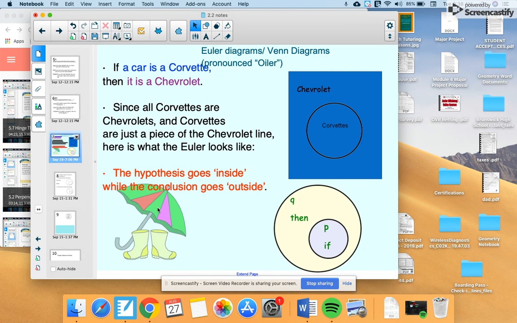Now we're going to look at Euler diagrams, or pretty much Venn diagrams. So the first one, we're going to go back to that first example. If a car is a Corvette, then it is a Chevrolet. Our hypothesis is going to go inside, and our conclusion goes outside. Since all Corvettes are Chevrolets, and Corvettes are just a piece of the Chevrolet line, this is what the Euler diagram would look like. The Corvette would go inside the circle, and Chevrolet would go outside the circle. So if you want to make a note here, your hypothesis goes inside and your conclusion goes outside.